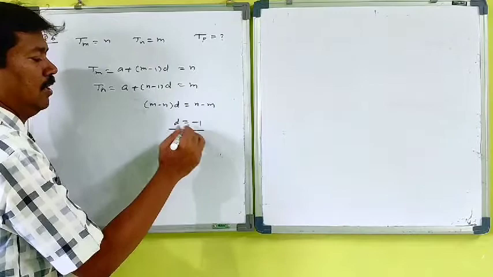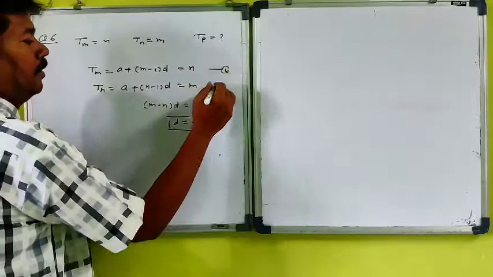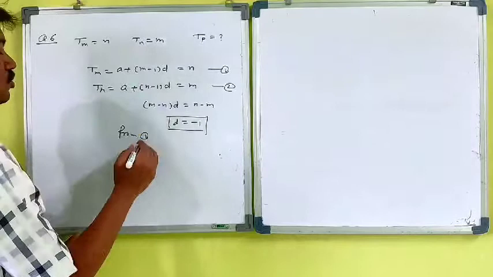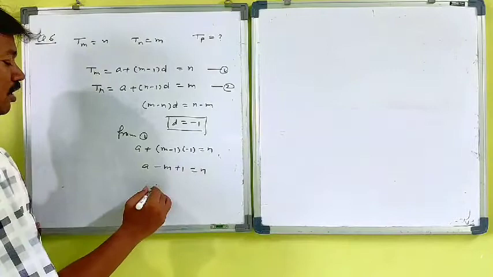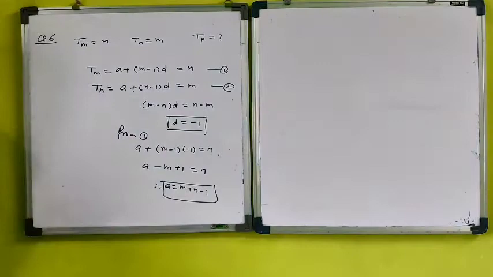Substitute d in equation 1, d is minus 1, so you have a plus (m minus 1) times minus 1 is equal to n. So a minus m plus 1 is equal to n. So a is equal to n plus m minus 1, like this. So d is minus 1 and a is equal to n plus m minus 1.